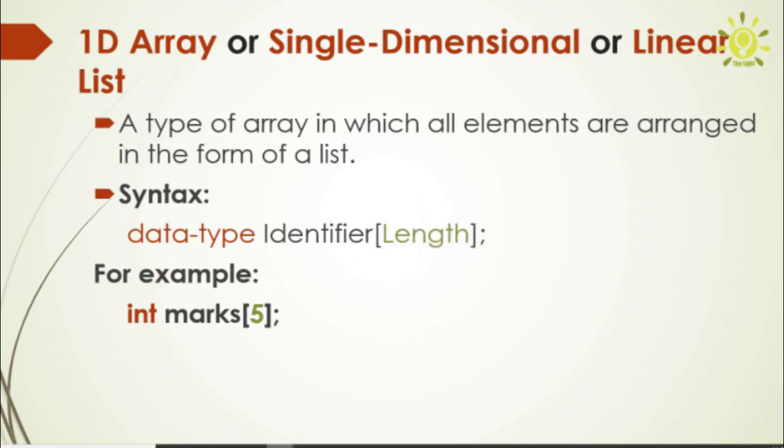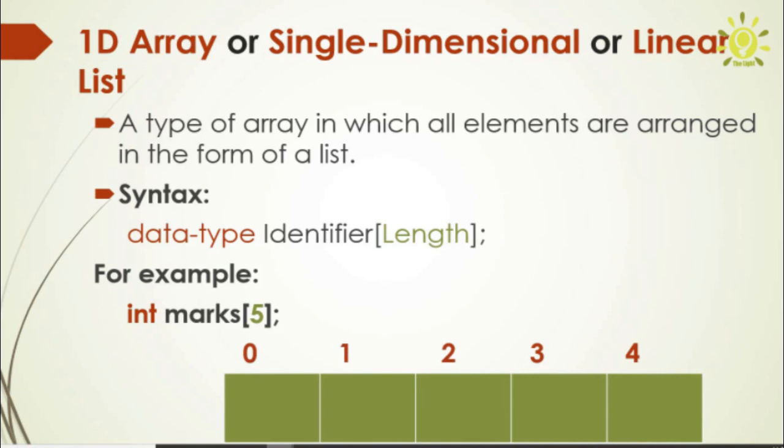Here it will look like this: marks is the name of the array, and then you can see 5 spaces. These are used for elements, only 5 elements, because the index starts from 0 and goes up to 4. From 0 to 4, that is 5. So guys, let's take an example.